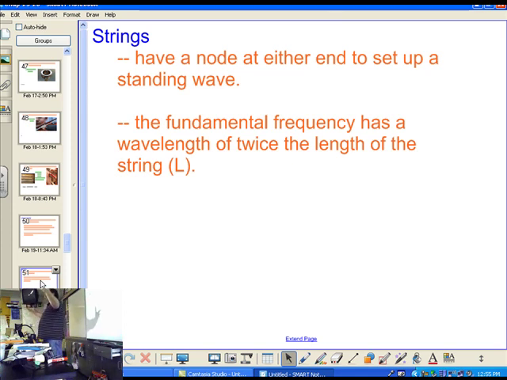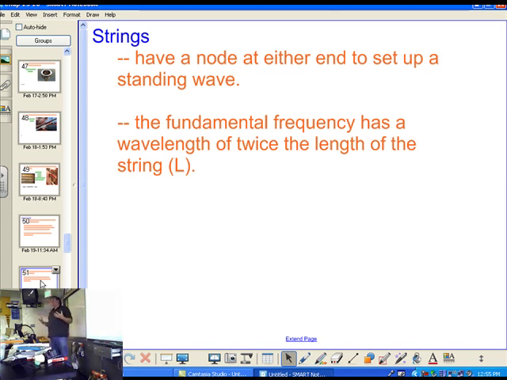It makes sense for any type of string, whether it's on a string instrument or percussion, like a guitar, a piano, a violin. You have to attach it at both ends. So you have a node at both ends. For the standing wave to set up, there has to be a node at the end. And the fundamental frequency has a wavelength of twice the length of the string.